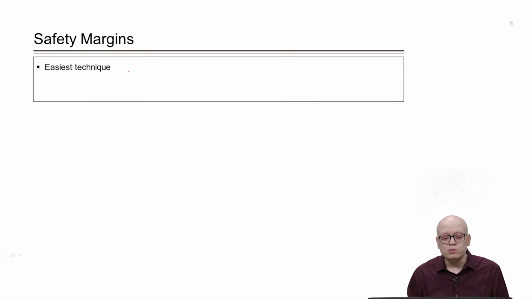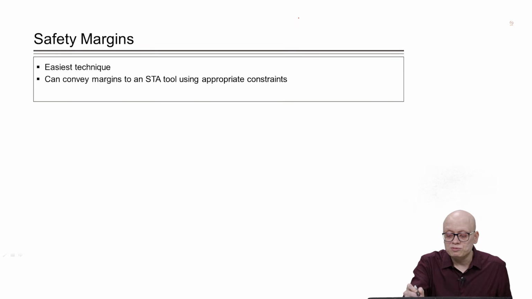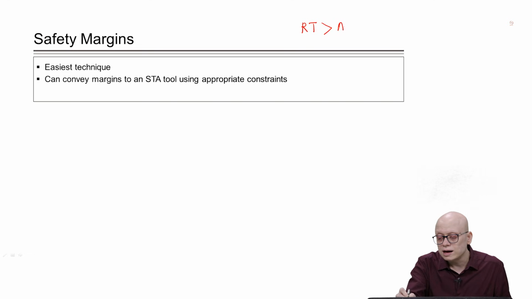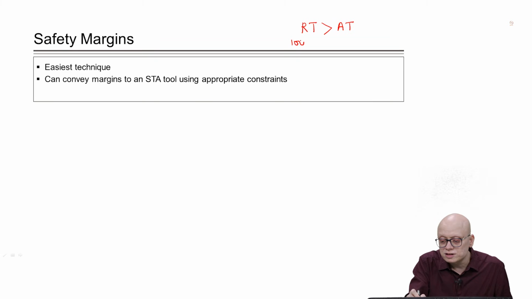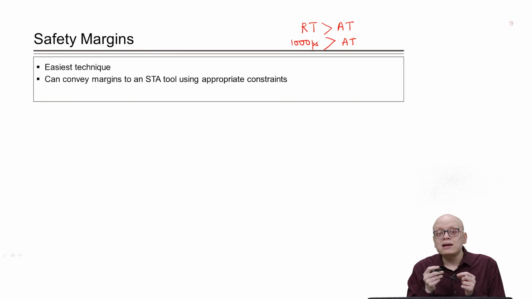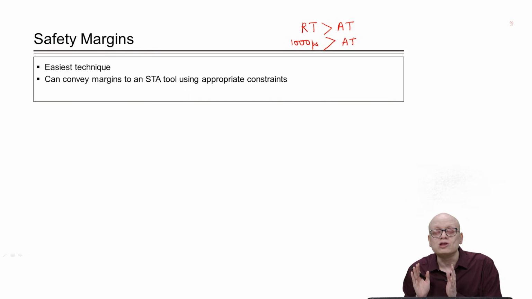Suppose the timing requirement was that for setup, the required time should be greater than the arrival time. Suppose the required time was, say, 1000 picosecond. It means that the delay of the signals arriving at the D pin of a flip flop should be less than 1000 picosecond. Now, by adding margin, what we mean is that we make the constraint more pessimistic.